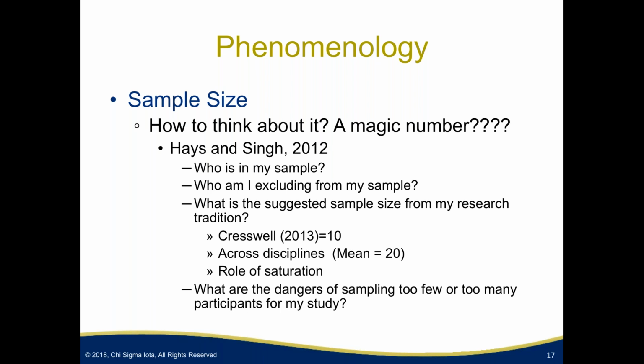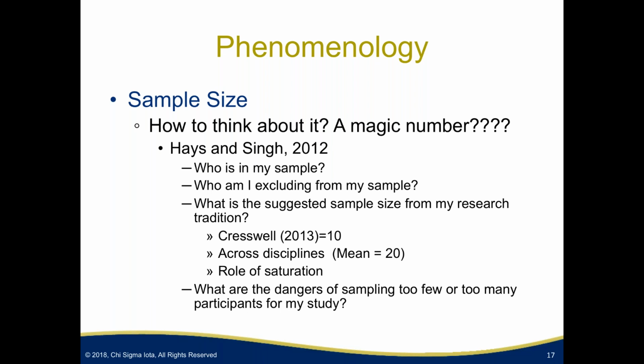Okay, so you need to think about who would be in my sample. Are there a lot of people to select from? Even with a purposive sample, are there a lot of those folks out there in the world? Who am I excluding from my sample? And what is the suggested sample size from my research tradition?